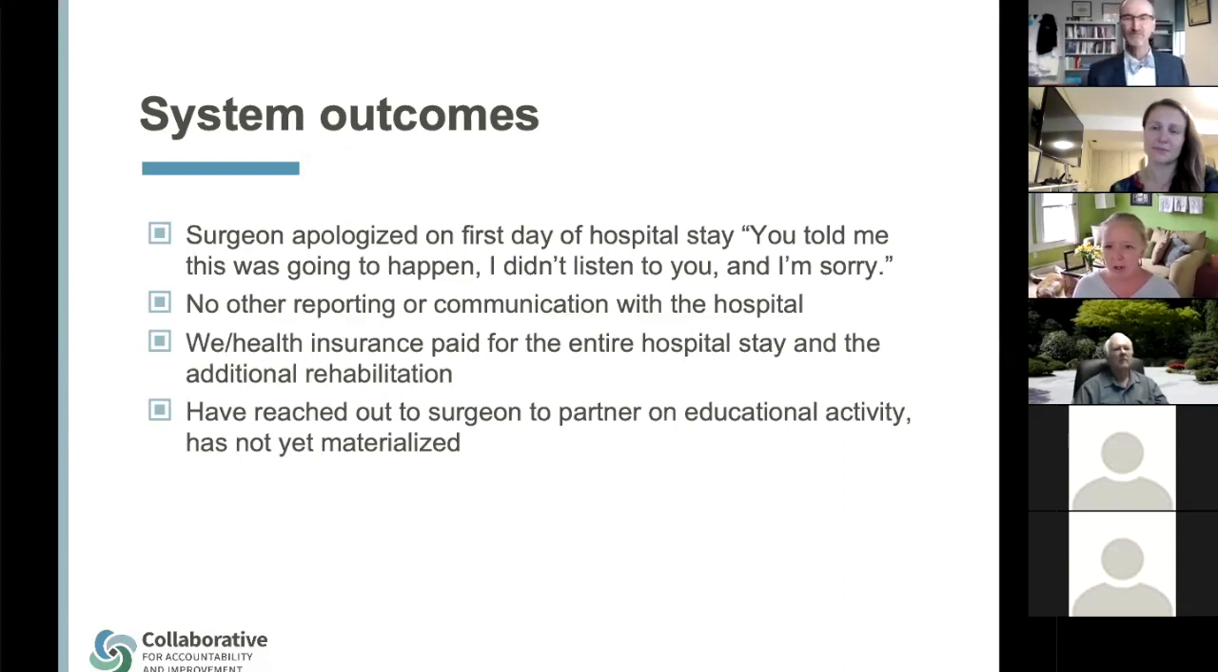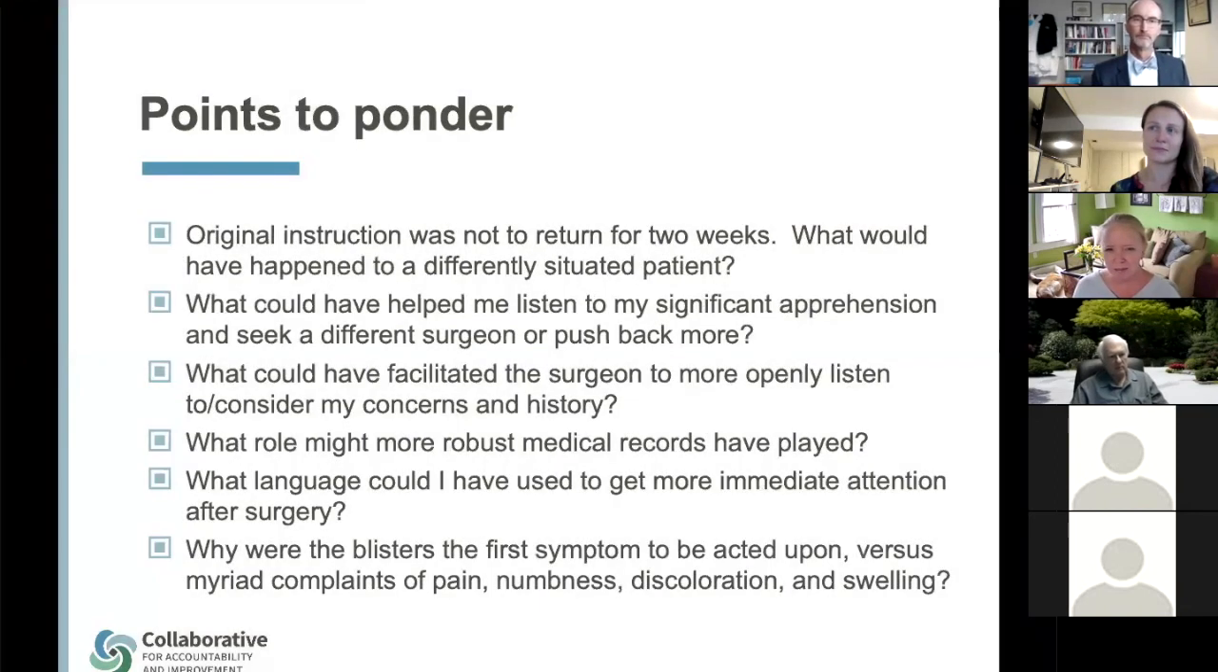And I have reached out to the surgeon because one of the things I do is clinical education with patient and family partners, but it hasn't yet materialized. Initially, there was some willingness, but not yet. So that's really what I would like to see, for he and I to partner on something that feels more like a solution.